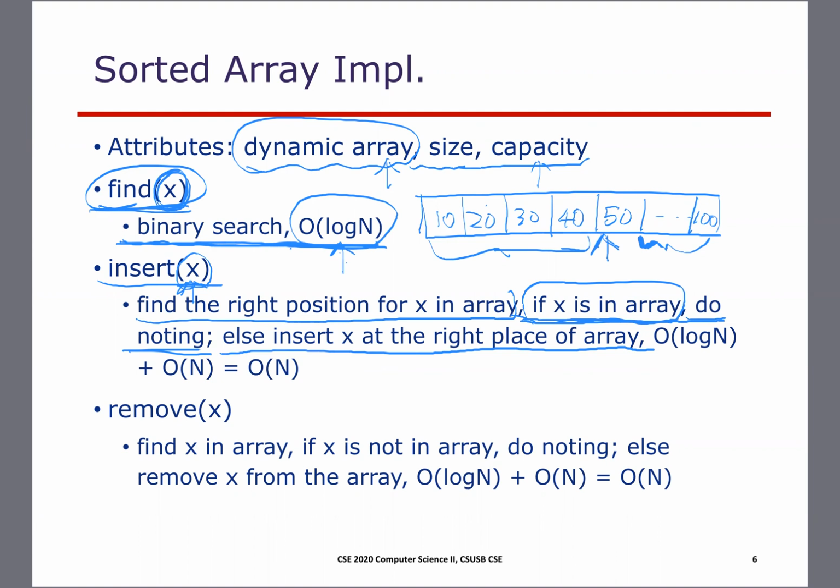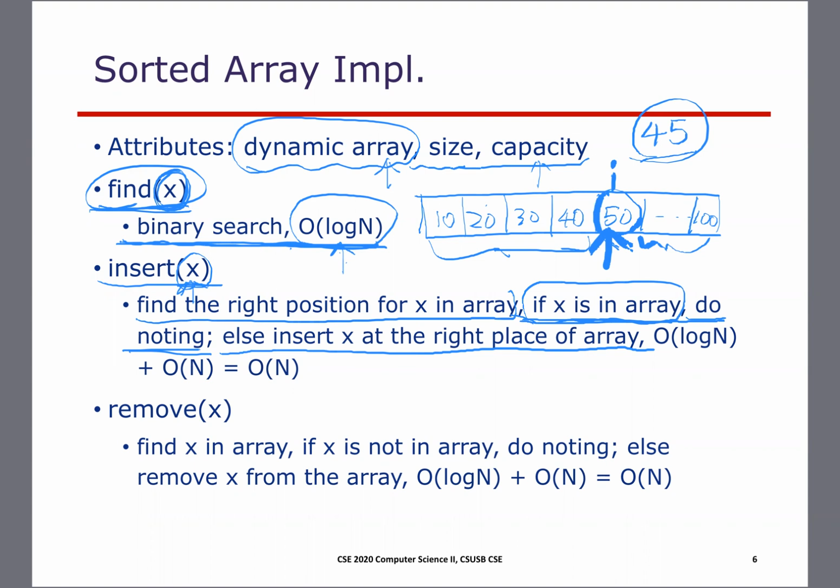Now assume we want to insert the element 45. We use binary search to find the right position of X in this array. For example, if we insert 45 in this array, its right position is index I, and at index I we currently have the element 50.